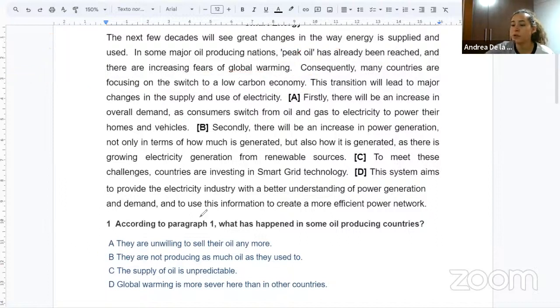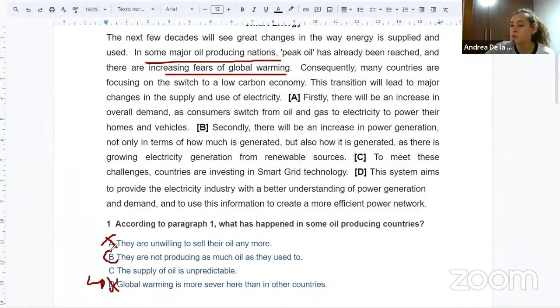Make sure that you guys don't make any inferences. For example, option D is also like an inference, right? Because it says, and there are increasing fears of global warming. So maybe if you read this, you're like, okay, so that means that there's more global warming there than in other countries. But that's of course not true because we don't say that. They just say that there are more afraid of global warming, which does not necessarily mean that global warming is more severe there. So my suggestion is do not make any inferences.